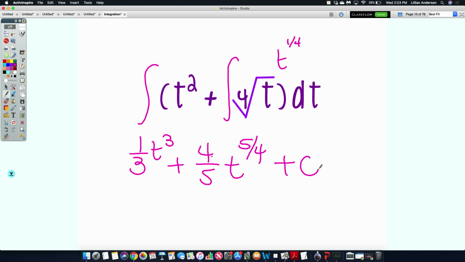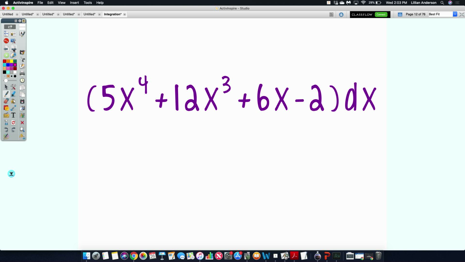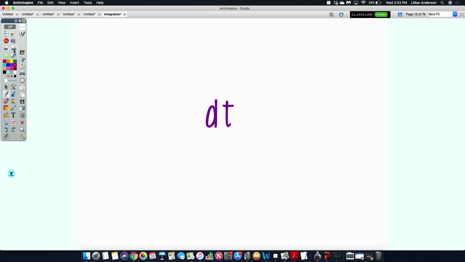I think you guys are getting this. It's coming back. What about this one right here? What number's in front of this dt? 1. And this is a constant, right? So what's the antiderivative of a constant? It's going to be your variable times your constant. It's t actually because it's dt. Then don't forget your plus c.